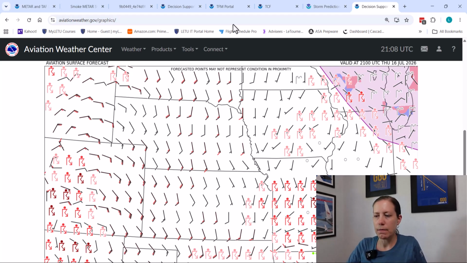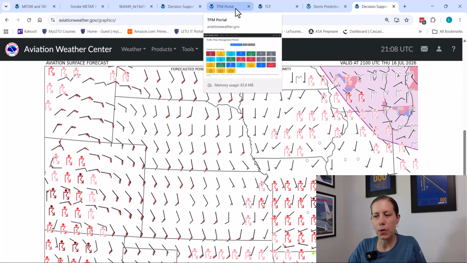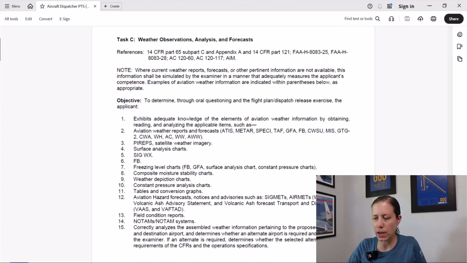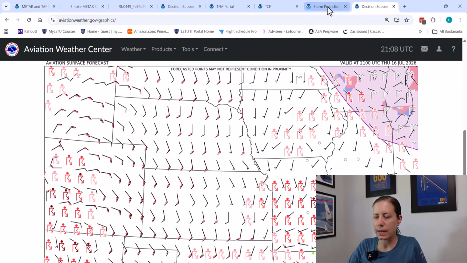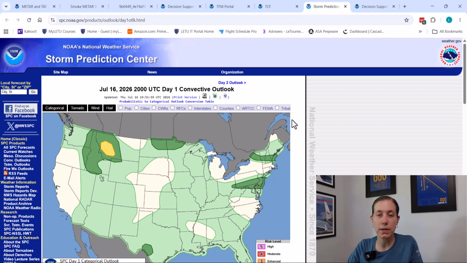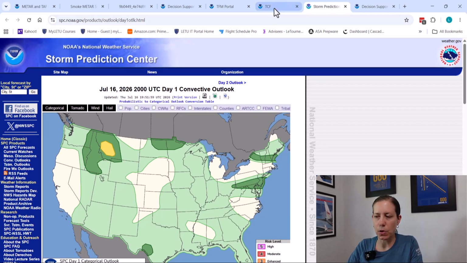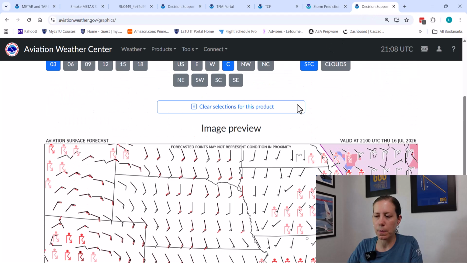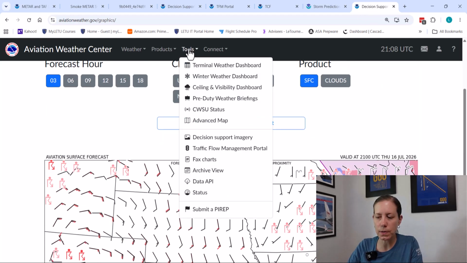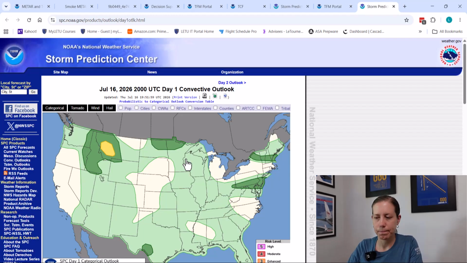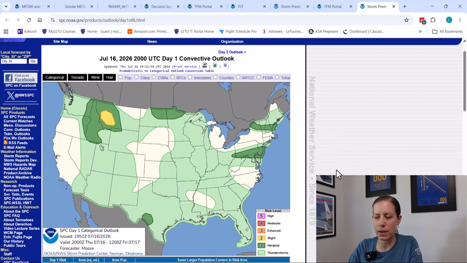All right, let's look at some other information regarding thunderstorms. And since we're looking at thunderstorms in this area, let's take a look at the Storm Prediction Center's convective outlook. Okay, so I'm going to pull up the convective outlook. How I get to it is from this page, actually. I can do Tools, the Traffic Flow Management Portal, and then we can do the SPC Day 1 Outlook. So here's my Day 1 convective outlook.